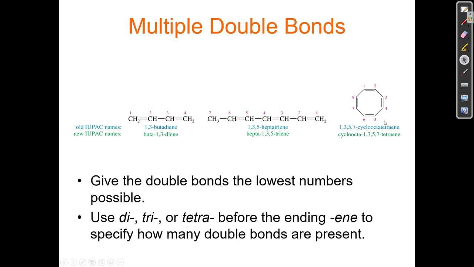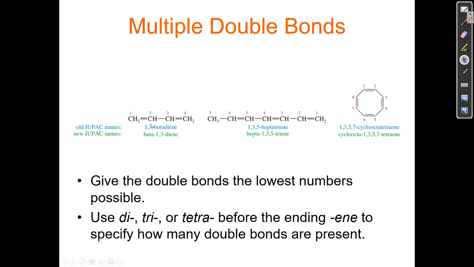So when I have more than one double bond, not only do I have to indicate that there's more than one by saying ene, diene, triene, tetraene, and so on, indicating the number of double bonds, but I also have to indicate where they are on the molecule by giving them a number. So here, two double bonds is a diene. One of the double bonds starts at carbon one. One of the double bonds starts at carbon three. So this is 1,3-diene, and there's four carbons all together.